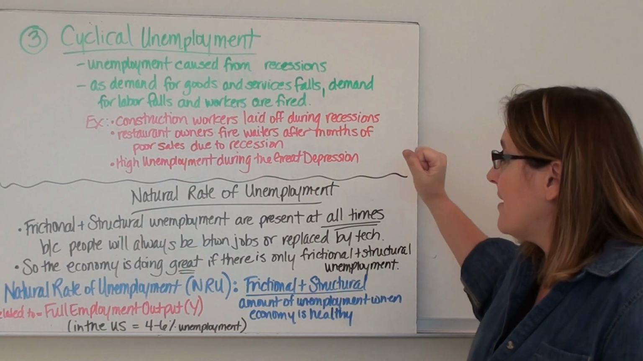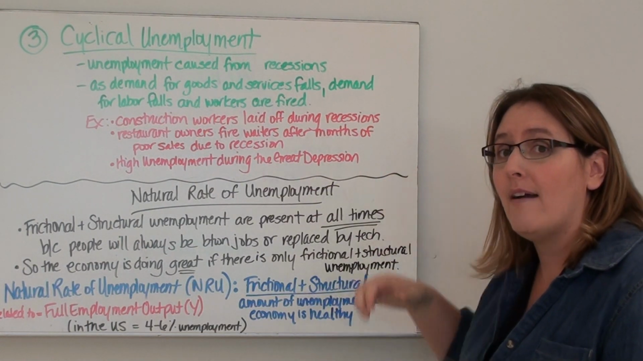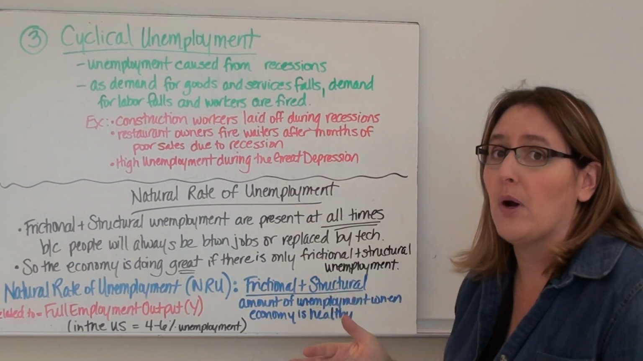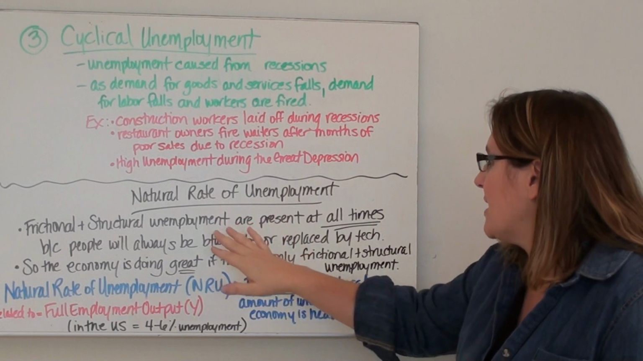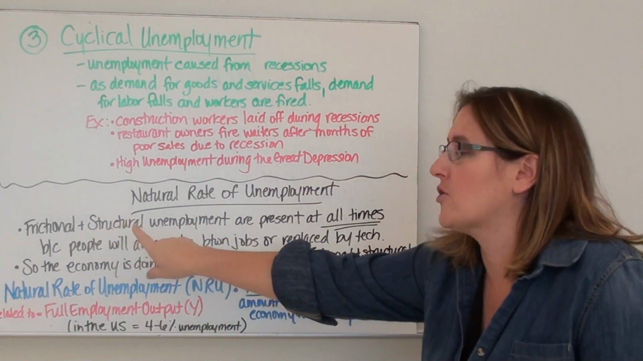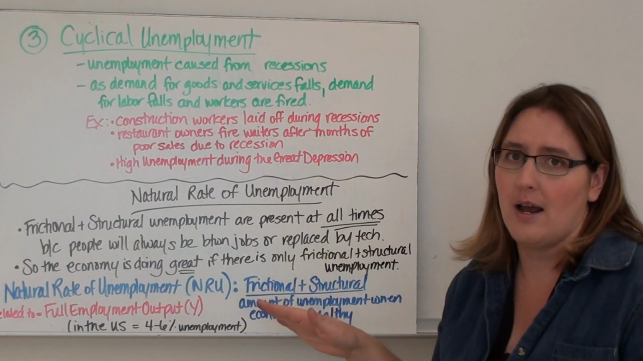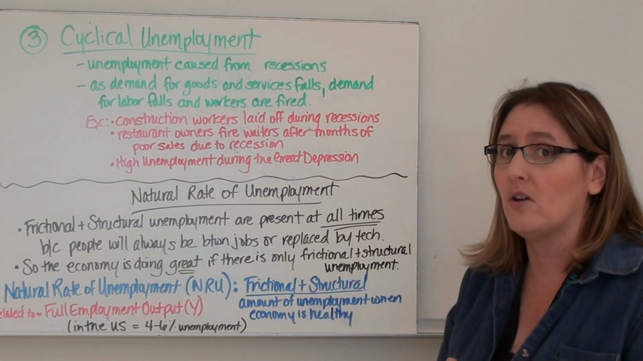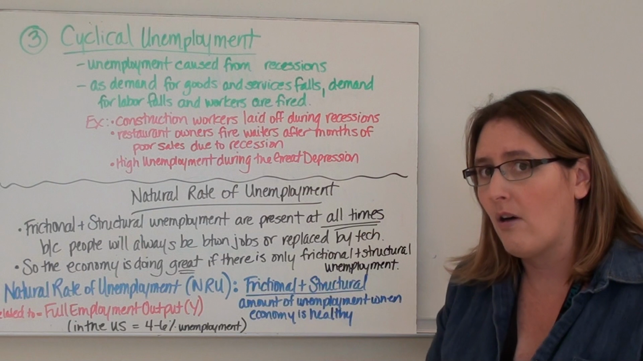Now, natural rate of unemployment. Every country has one. The natural rate of unemployment is not 0%, because we will always have frictional and structural unemployment all the time. There will always be people in between jobs. There will be people that need to learn new skills. So there will always be some people that are not working.